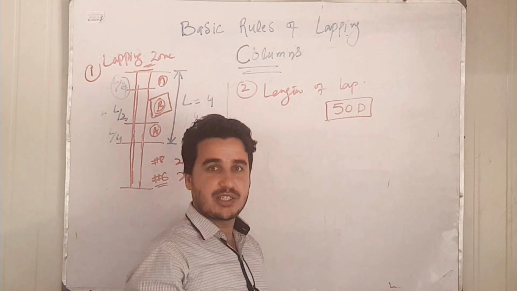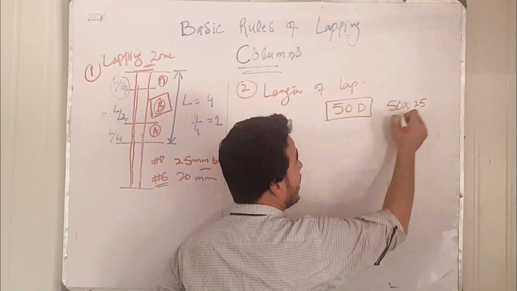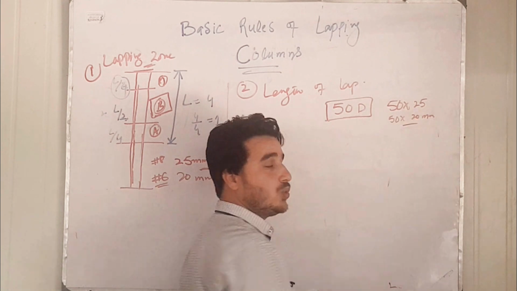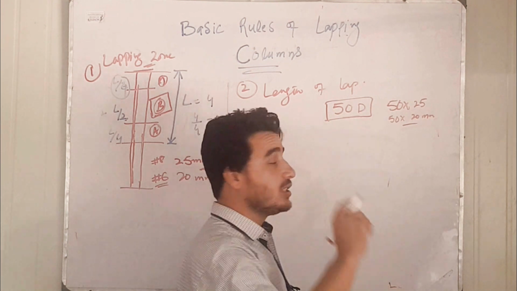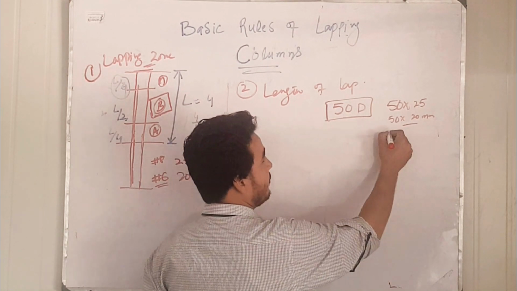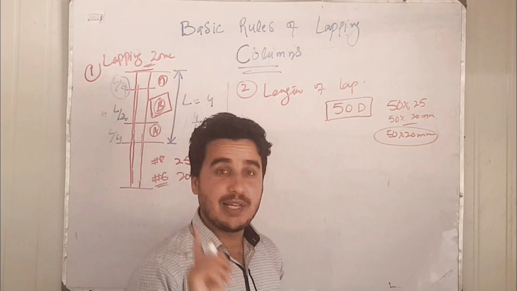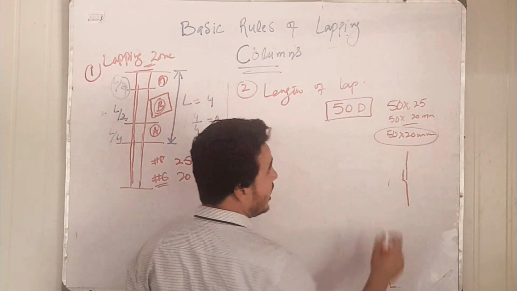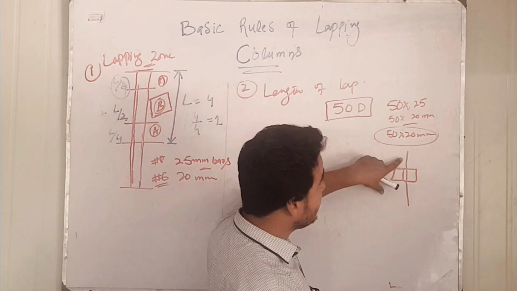You might get confused whether this 50D means 50 multiplied by 25 mm or 50 multiplied by 20 mm. So you have to keep this in your mind, that whenever you are lapping 2 different types of bars, the least diameter shall be taken for this formula, which means we will have to consider 50 into 20 millimeters. This will be the lap length. So this length shall be 50 multiplied by the least diameter, whichever is least.